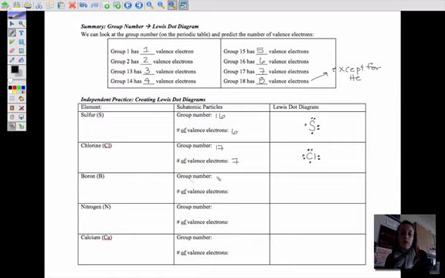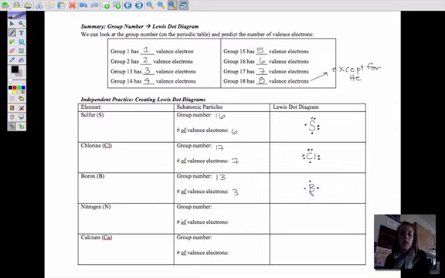Boron, we look at the periodic table, is in group 13. That means they have 3 valence electrons. So I'm going to draw or write my symbol, which is B, and for my 3 valence electrons, I'll have 1, 2, 3. So I'm always going to try to fill in each side with 1 first before I go back around. So I have 3 single electrons.